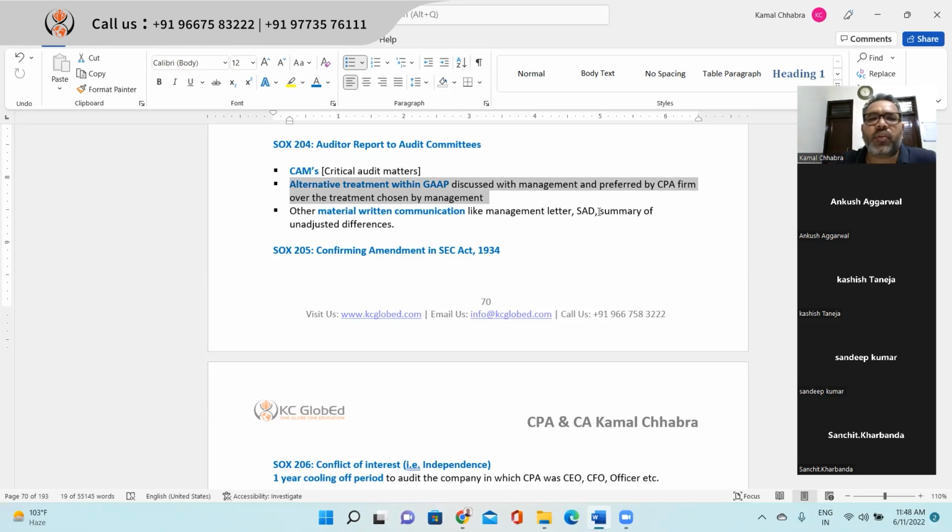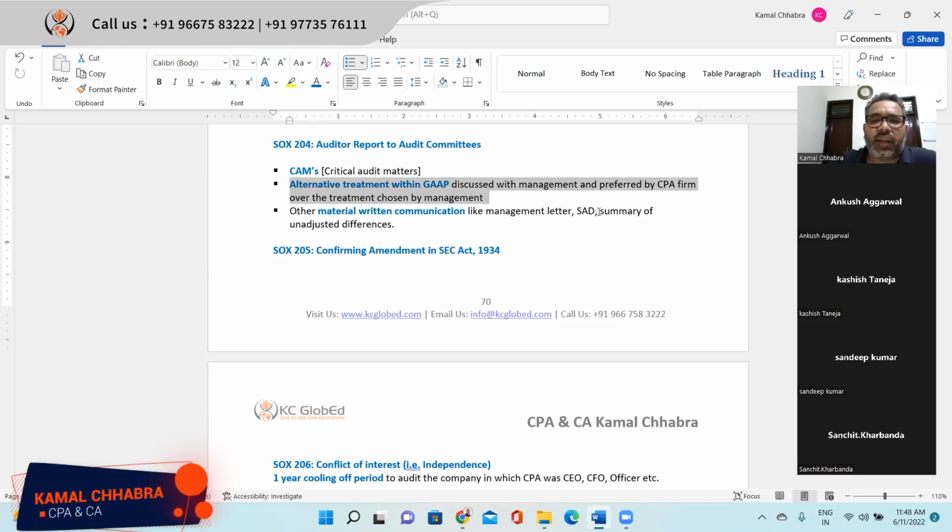That also you can report in your audit report. Alternate treatment allowed within GAAP. So the company is choosing LIFO, but you are recommending FIFO, and the reasons why you are recommending FIFO can also be mentioned in your audit report. Third is other material written communication, like a management letter.